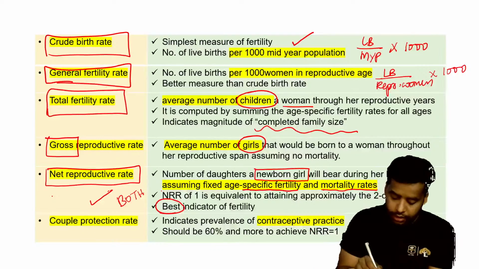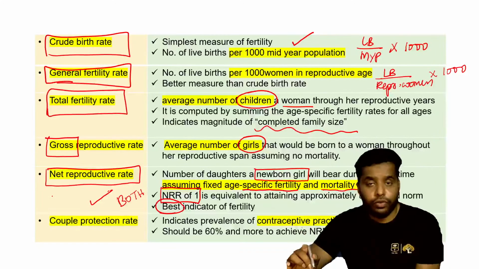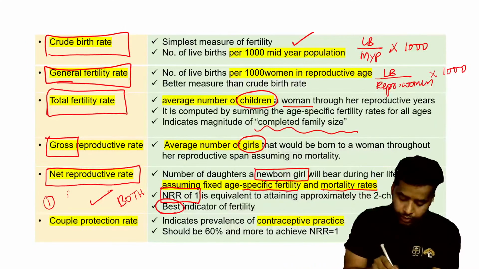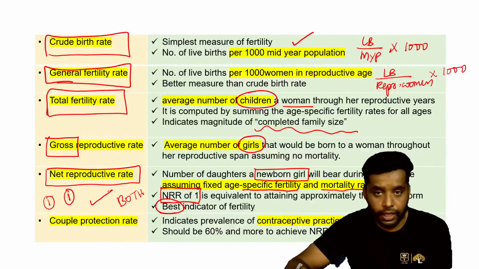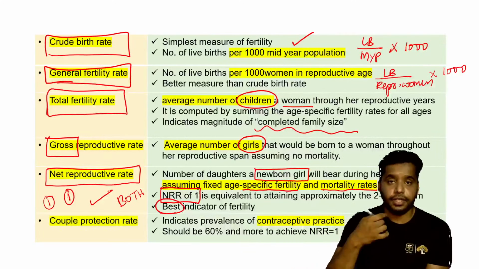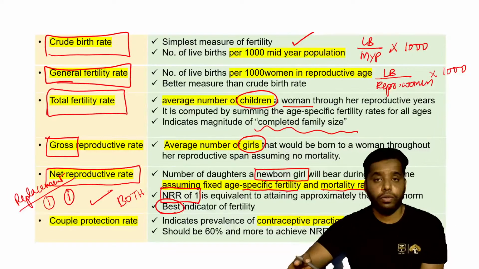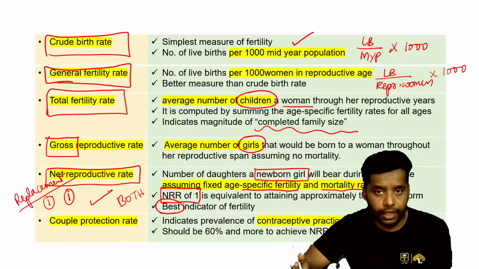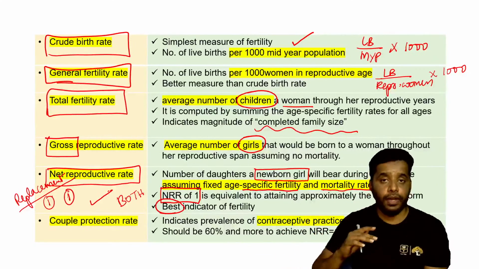If I say NRR of 1, what does it mean? NRR of 1 means one girl is replaced by one more female. When she is going out, she is donating one more female. That means she is getting replaced. So it is replacement level of fertility. NRR 1 indicates that she is being replaced by one more: replacement level of fertility. If NRR is less than 1, the population is below replacement.